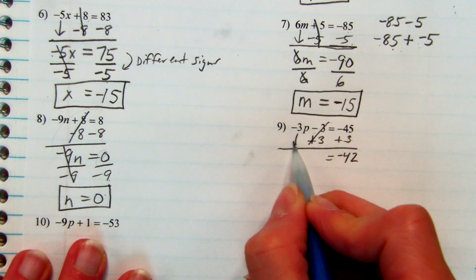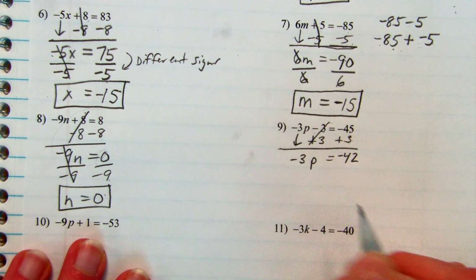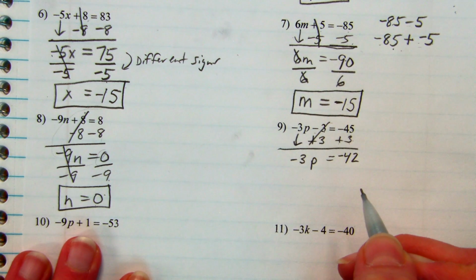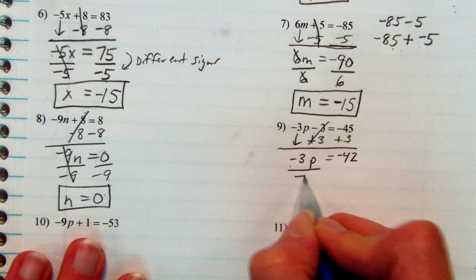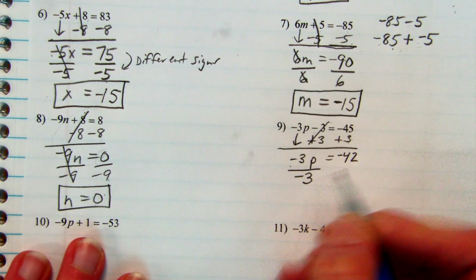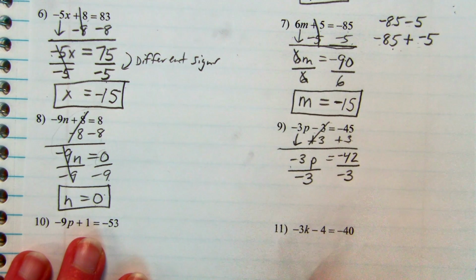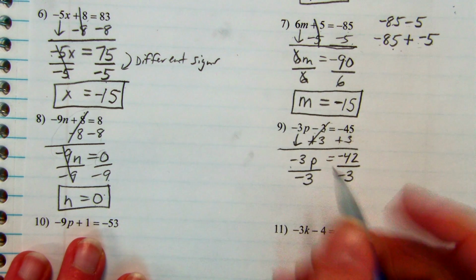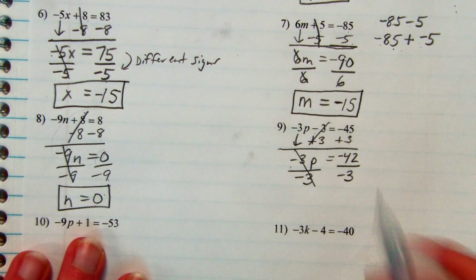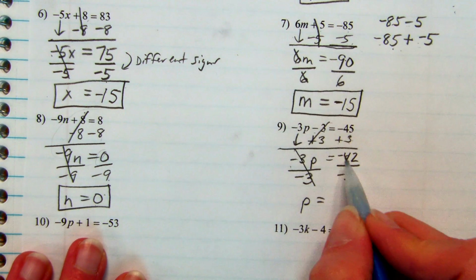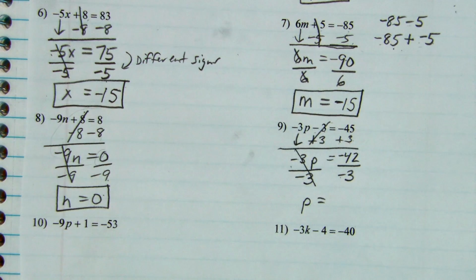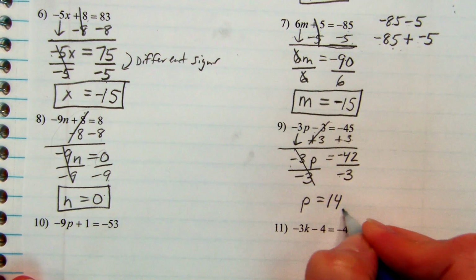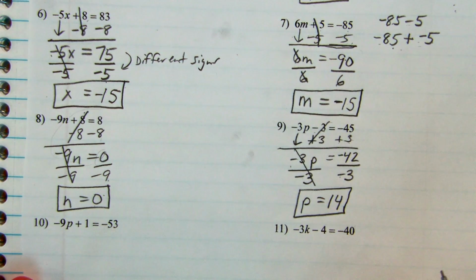And then on this side, we're going to bring down the negative 3p that's left. It's very important when you are doing your division on the next step that you are writing down the negative and the 3. If you lose a negative sign somewhere, your answer is going to end up being wrong. So you've got to watch those signs. So now I've got p by itself, and I have a negative divided by a negative. Those are same signs, which means this will come out positive. 42 divided by 3 is 14.